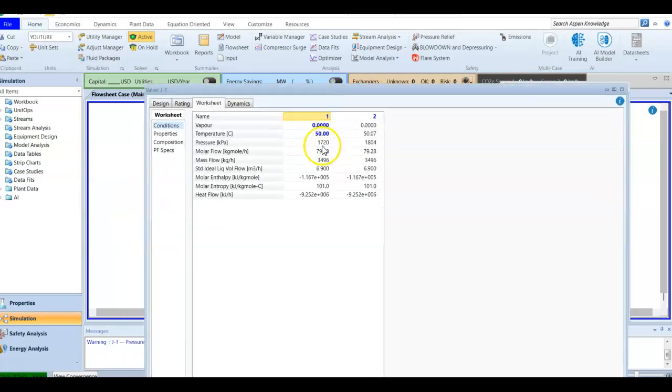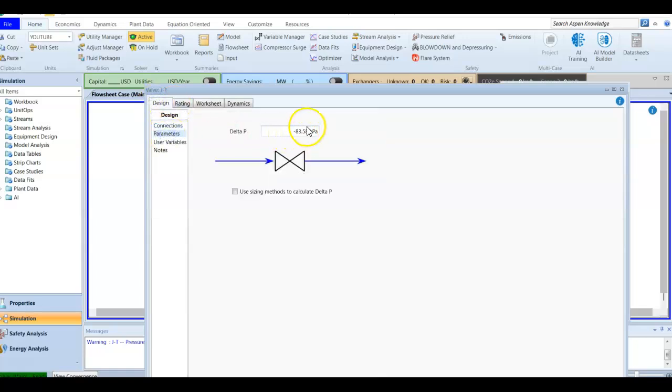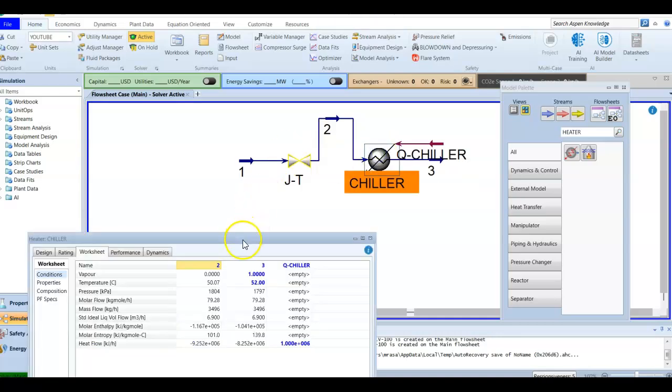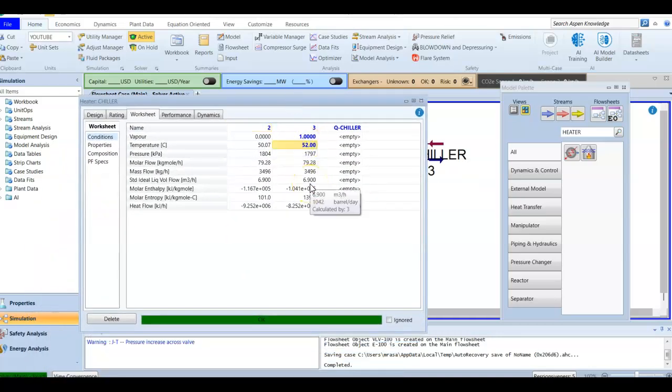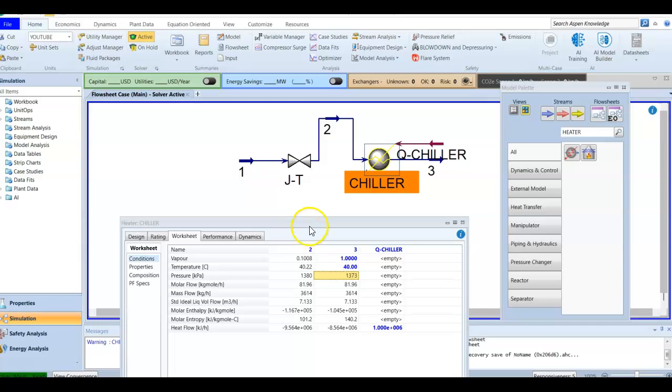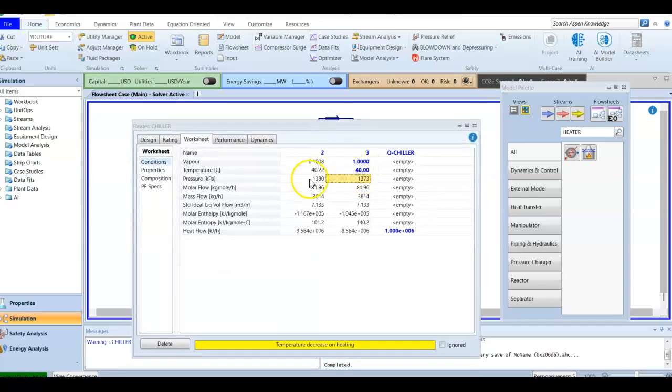So here it is mentioning that the pressure is increasing, and if we go to the design parameter, we have a negative delta P. This negative means that the delta P is negative, which means we are increasing the pressure. So let me close this one over here and go to the chiller and enter this temperature; I want to lower it, like to 40. Okay, so here the temperature decreases on heating. Does this solve the problem over here? Yes. So here we need to find the optimum temperature.